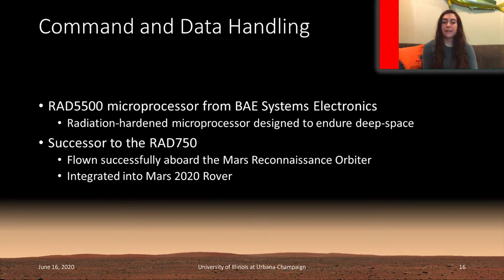SHIELD command and data handling consists of a combination of heritage flight controllers and systems previously developed for Mars missions. The system includes the RAD-5500 microprocessor, a computer chip hardened to endure the natural radiation and other conditions of deep space. This system is a successor to the RAD-750, which has flown successfully on the Mars Reconnaissance Orbiter and will fly again aboard the Mars 2020 Perseverance rover.